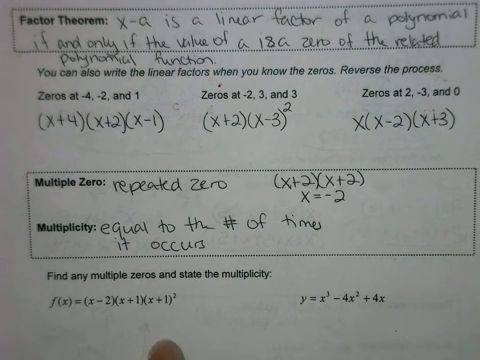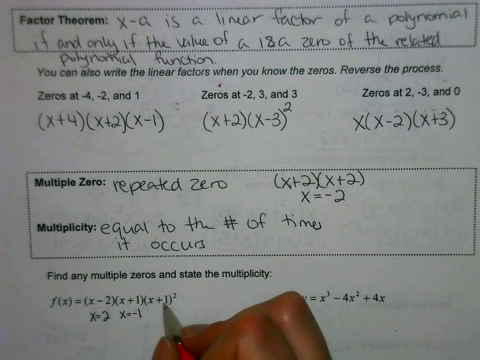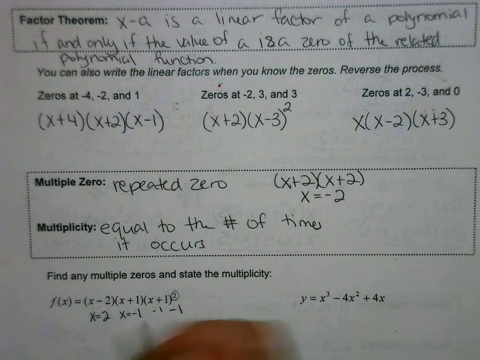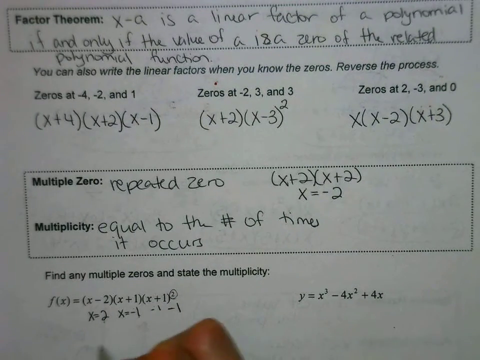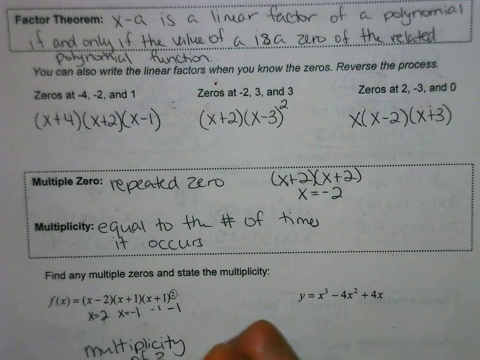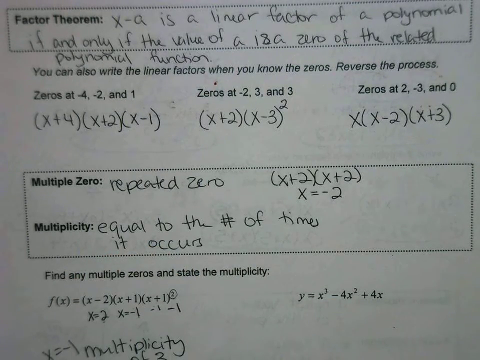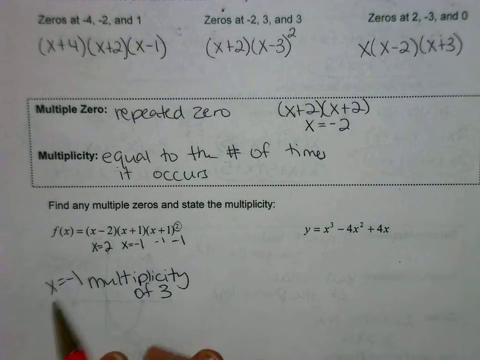So let's look at this problem. We have a zero at x equals 2. x equals negative 1. This is also an x equals negative 1. And this 2 tells us it happens one more time. So there's zeros at positive 2 and negative 1. And there's a multiplicity of 3. And that's when we have x equals negative 1. So when x equals negative 1, there's a multiplicity of 3. It shows up 3 times.